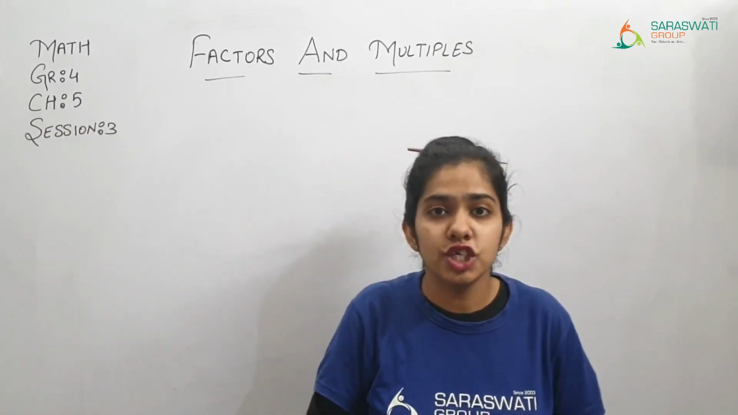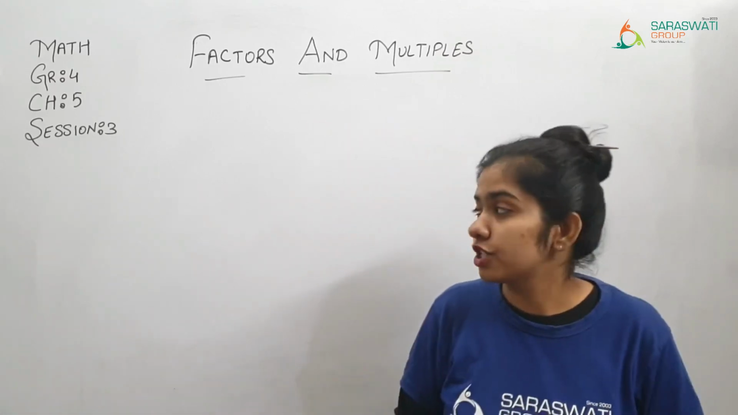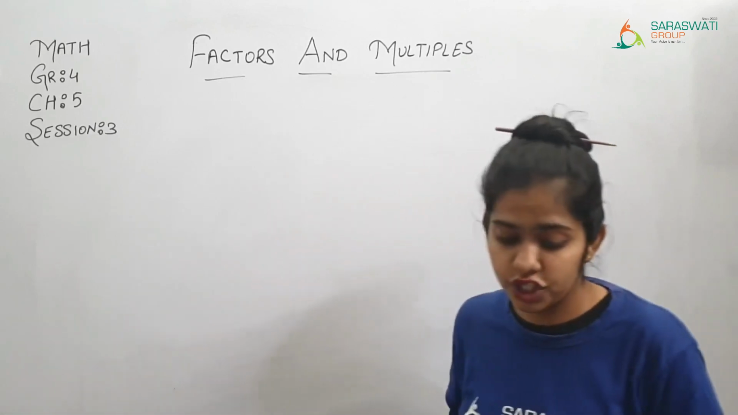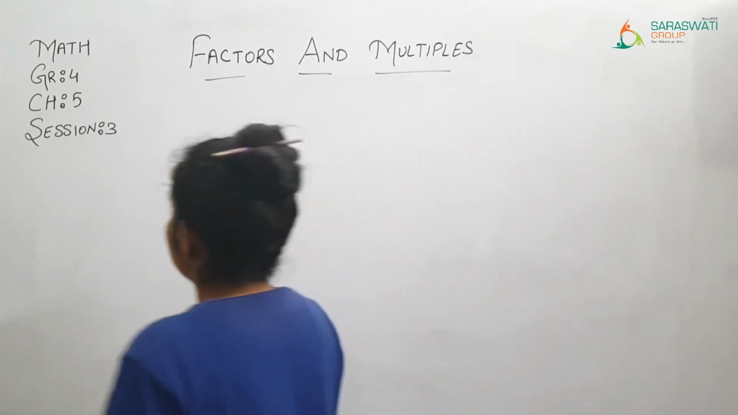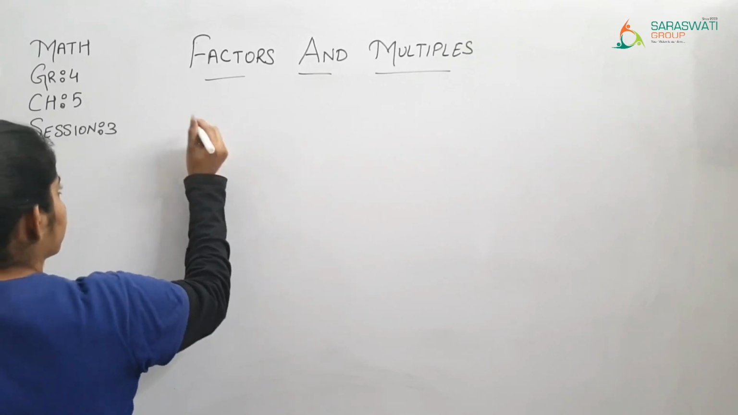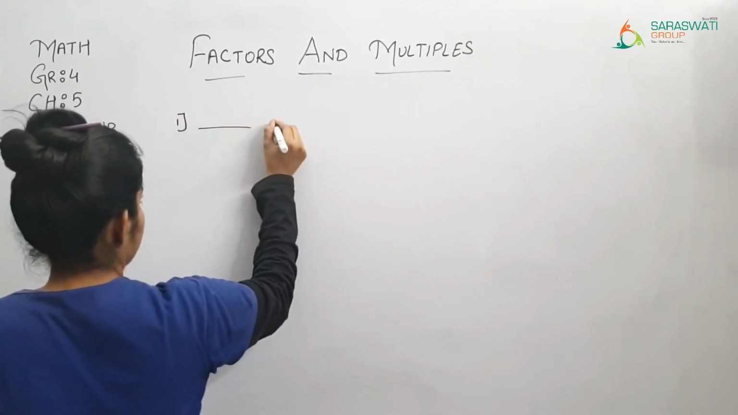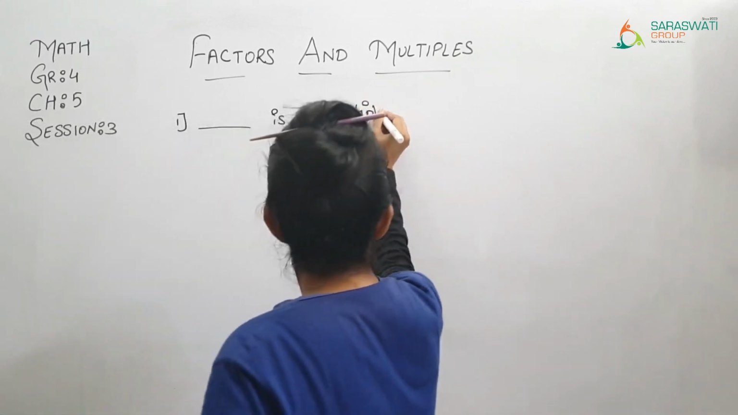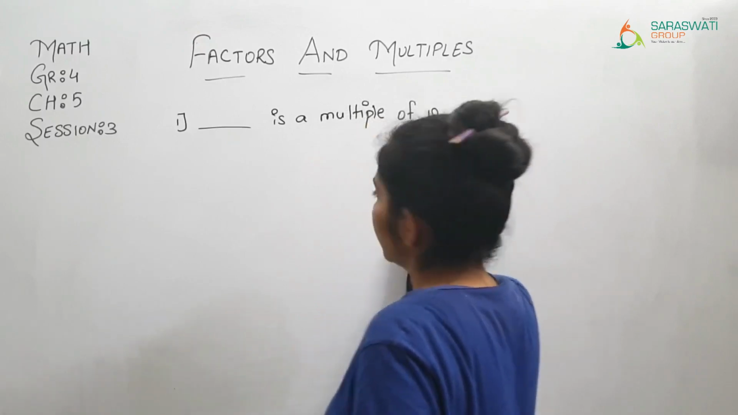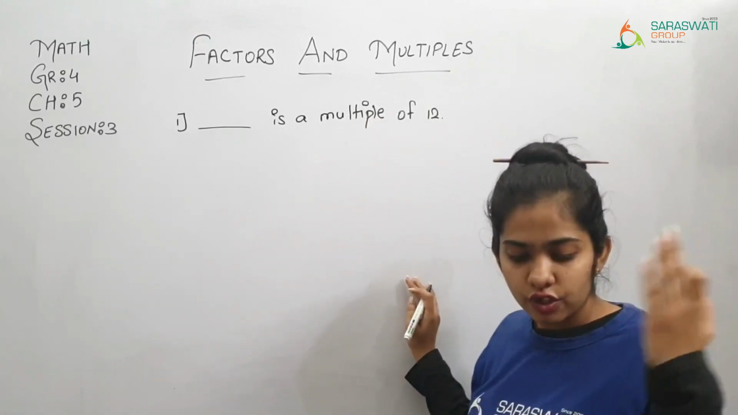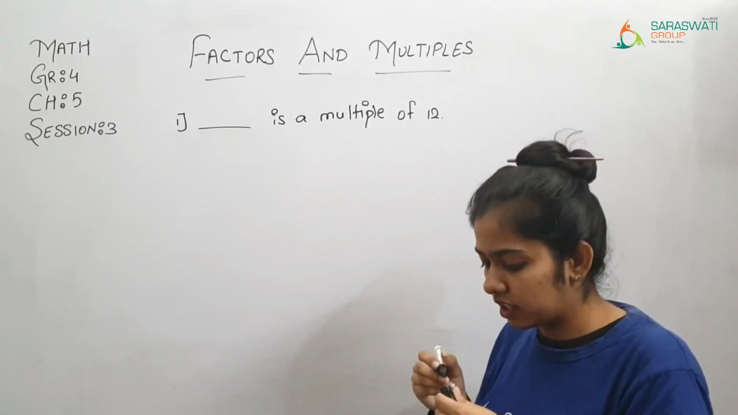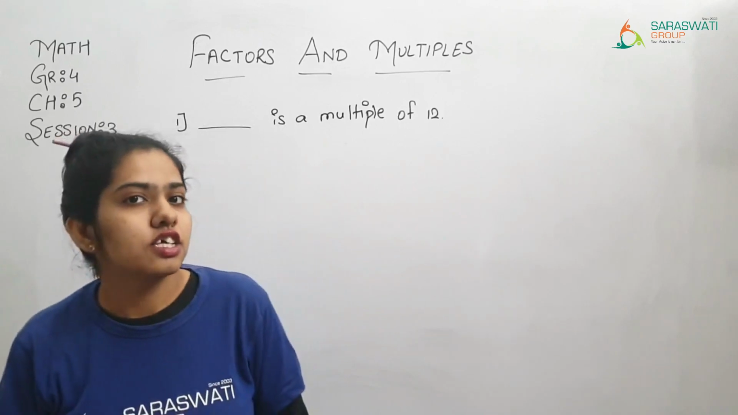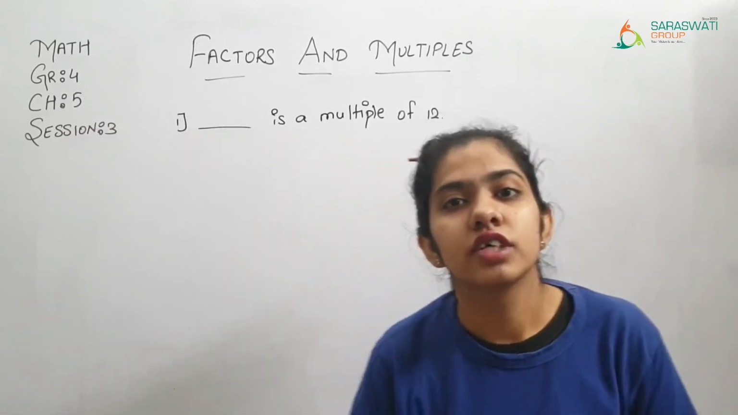Okay, so our question number 3 is choose the correct option. Now you have to choose the correct option. So the first question is: dash is a multiple of 12. The options are 24, 6 and 2. So we know that a smaller number than 12 cannot be a multiple of 12. So 24 is the multiple of 12.